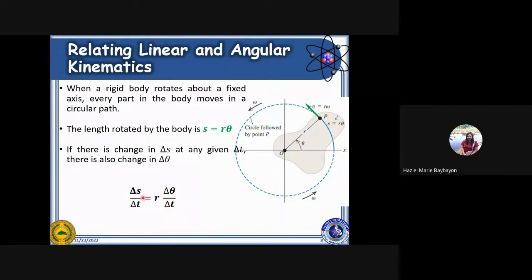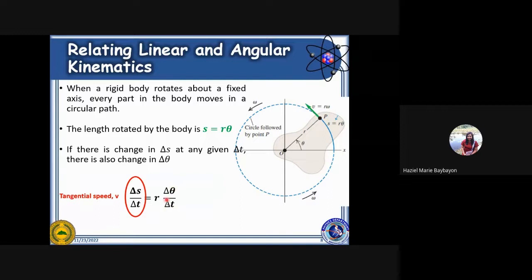Okay? So this one, S divided by T, is the tangential velocity or the tangential speed, V. Tangential, in this direction, crosses the circular path only once. It is not like the other case where it crosses your circular path twice. It only crosses your circular path once. Okay? So, tangential speed is equal to this one.